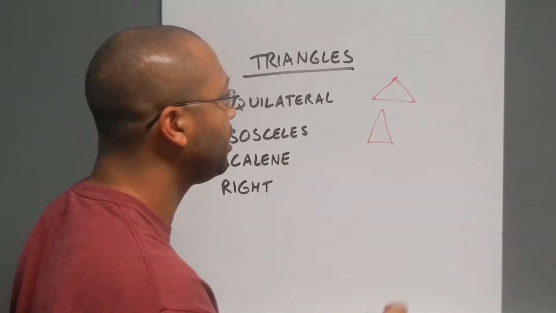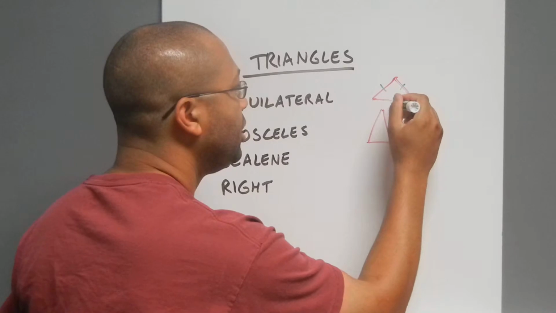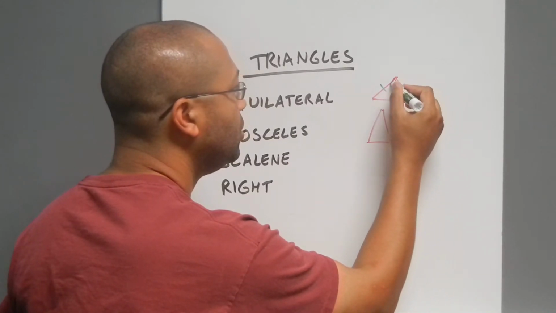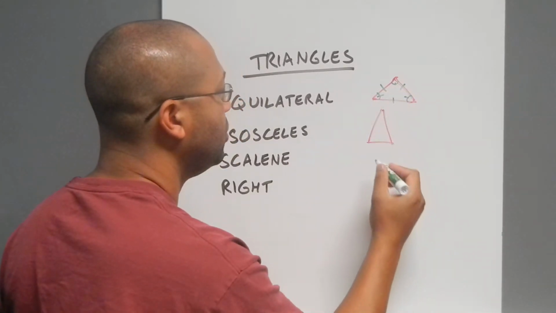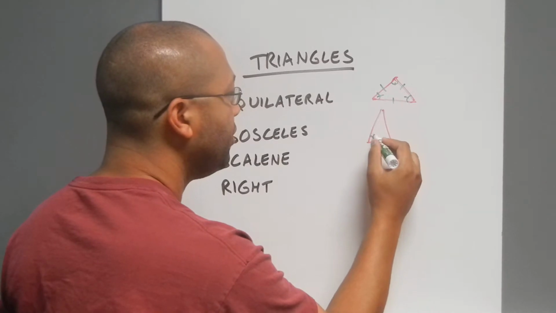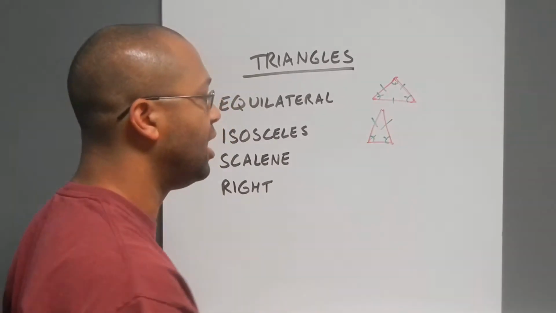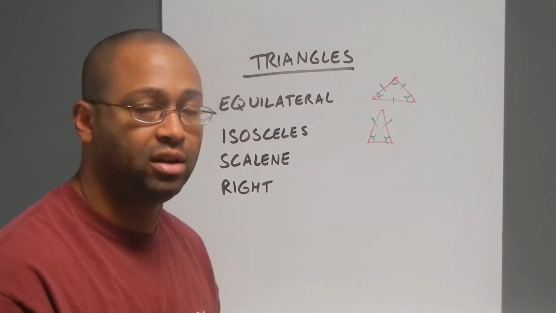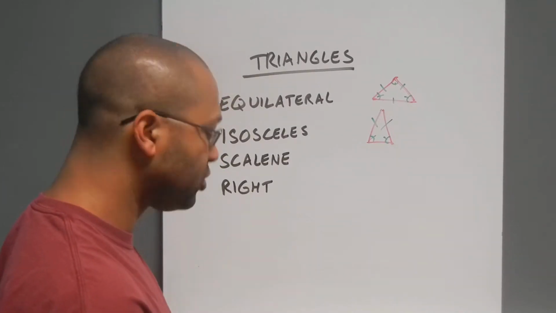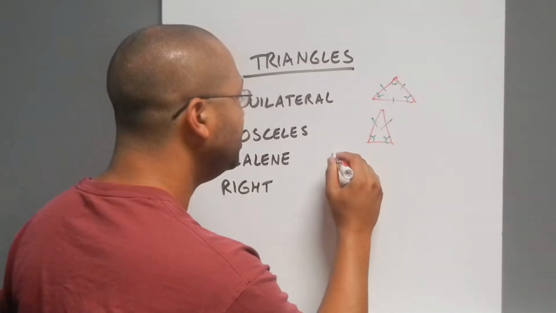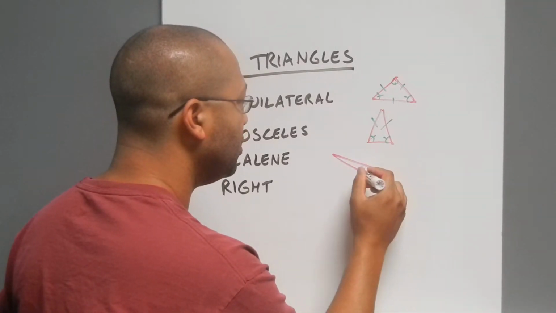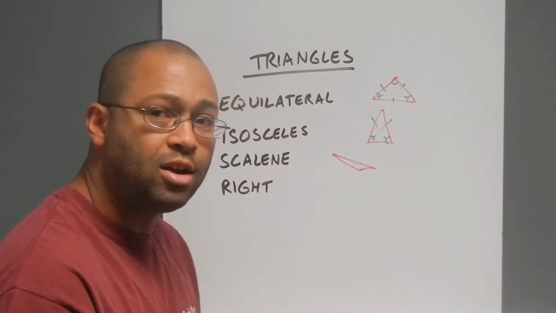An isosceles triangle is when you have two sides that are the same. Let me go back for one second. So those are equal, and those are equal. Over here, you have this angle equal and this angle equal, and this side and that side, those are the only two angles and sides that are equal. A scalene triangle is drawn where there are no sides that are equal. No angle is equal as well.